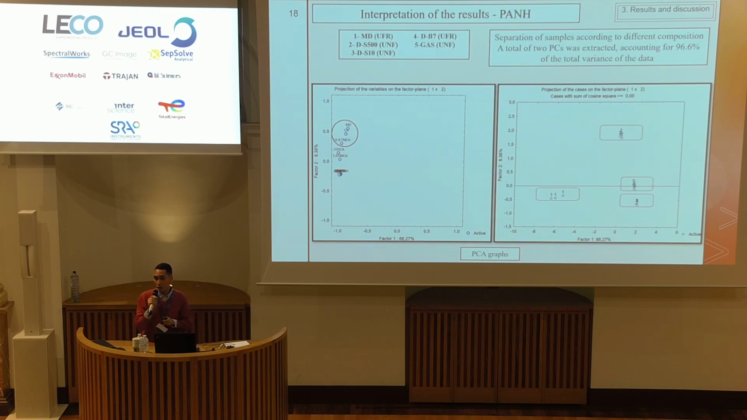Following to the interpretation of the nitrogen compounds, we will be able to see what we expect for this kind of samples. As I said, we use the results for the unfractionated samples, and we will be able to see that these samples were well separated, and especially we have a cluster with samples 3 and 4, the diesel S10 and the diesel B7, which presents similarity in the composition of the nitrogen compounds.